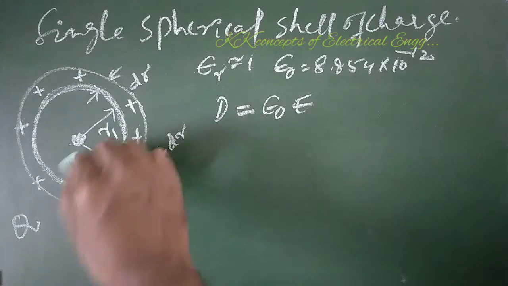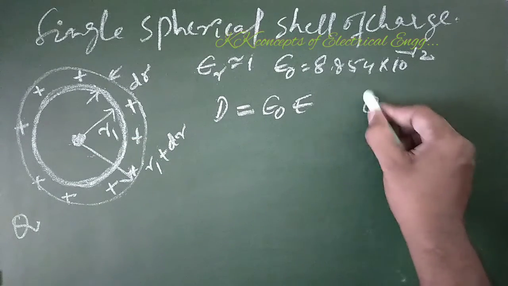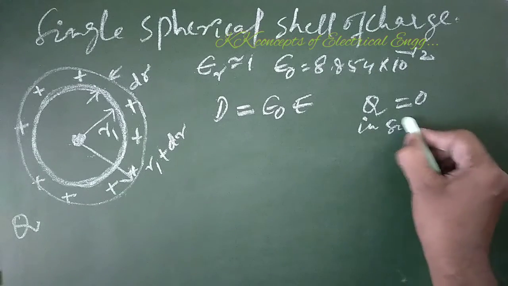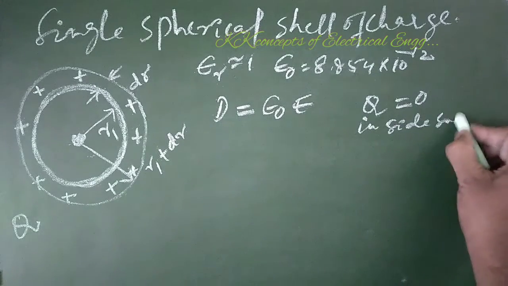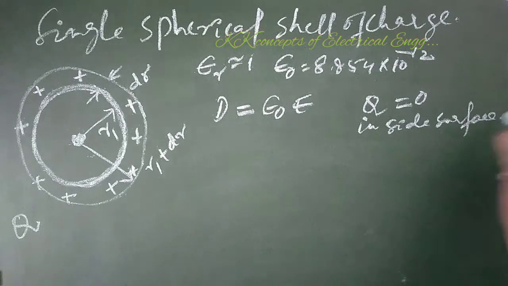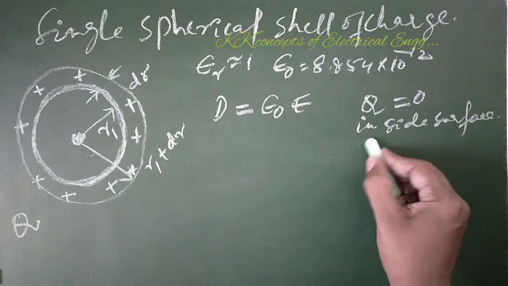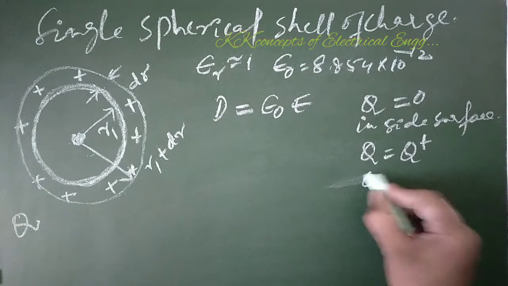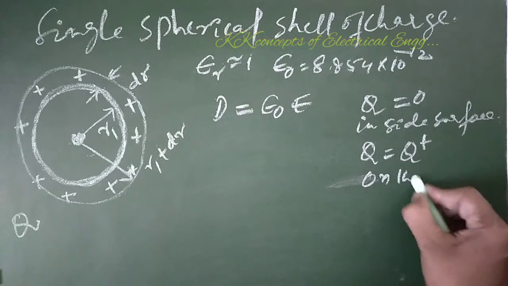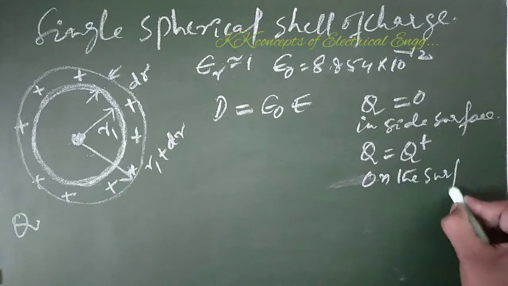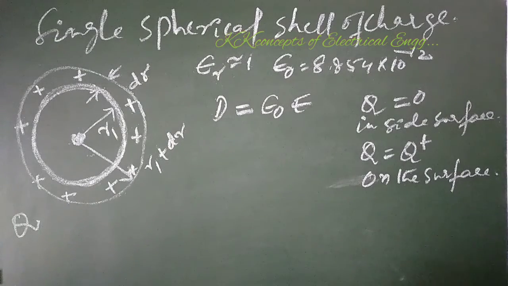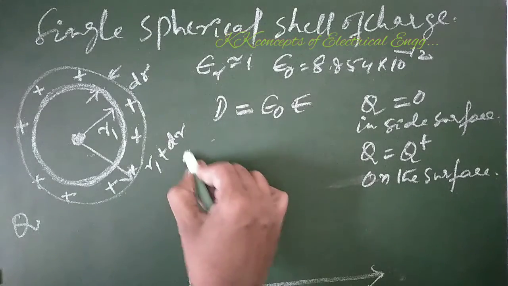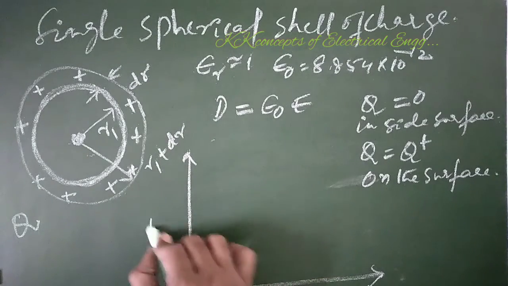Now inside the surface there is no charge, that is Q equals 0 inside the surface, and Q equals Q positive on the surface. Let us see what happens to E.